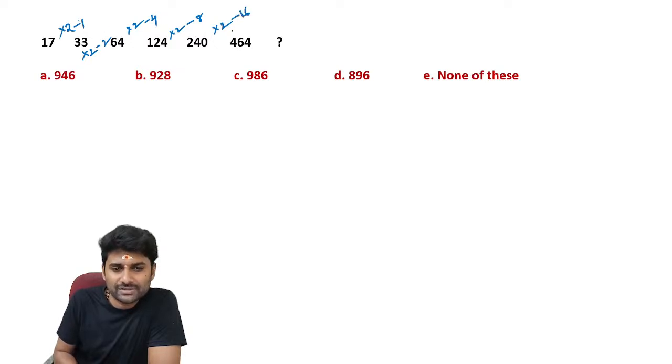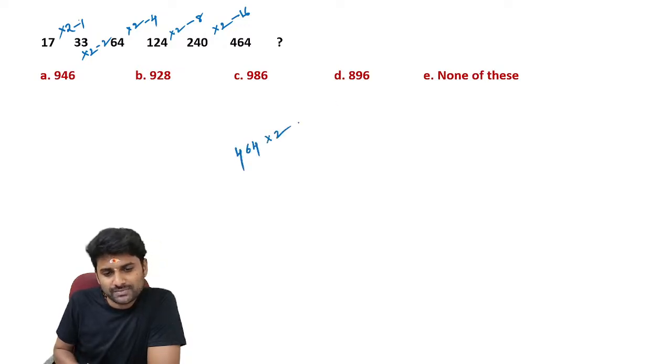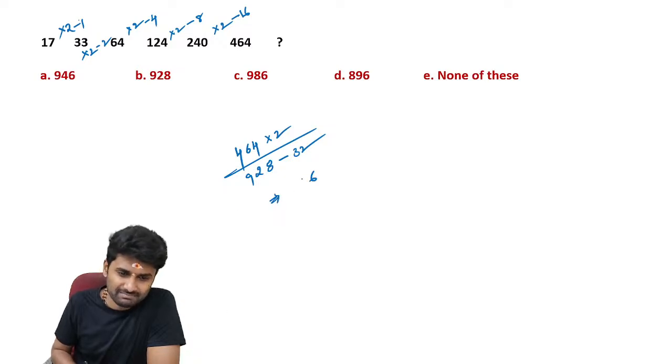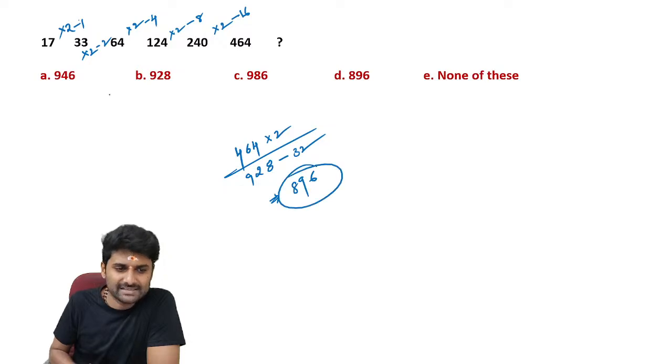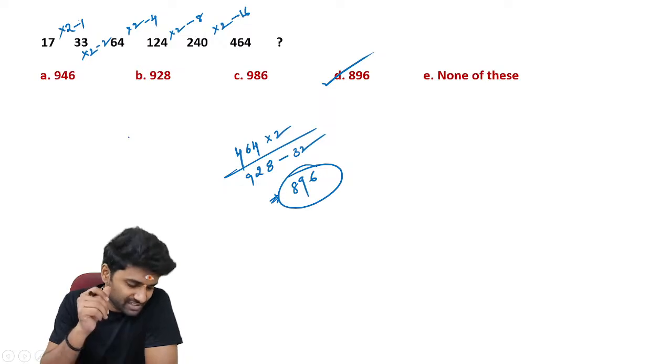Definitely, next we have to subtract 16 units. So finally, 464 is multiplied by 2 times, 928. According to this, we have to subtract double of 16, which is 32 units. 8 minus 2 is 6, again 896 is the difference. So here the answer D is the correct answer.